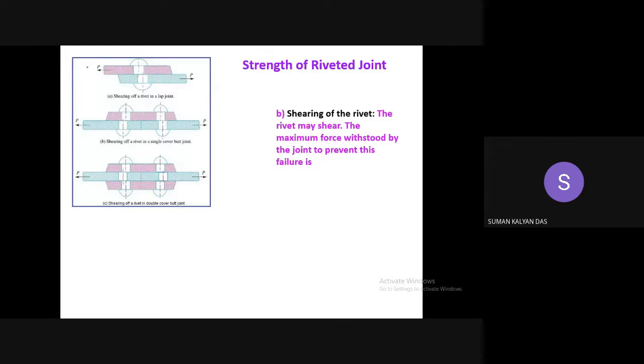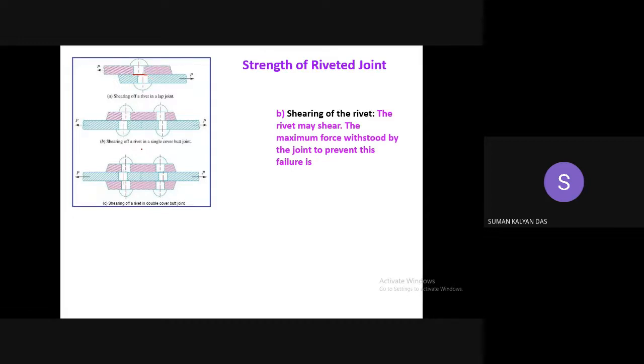So if you consider a single lap joint like this, suppose the two plates are again loaded in tensile configuration, you will see this load over here and here. So it may so happen that due to this loading, and these loadings are parallel to each other, the rivet can fail at this juncture, as you can see over here. So this is the shearing of the rivet.